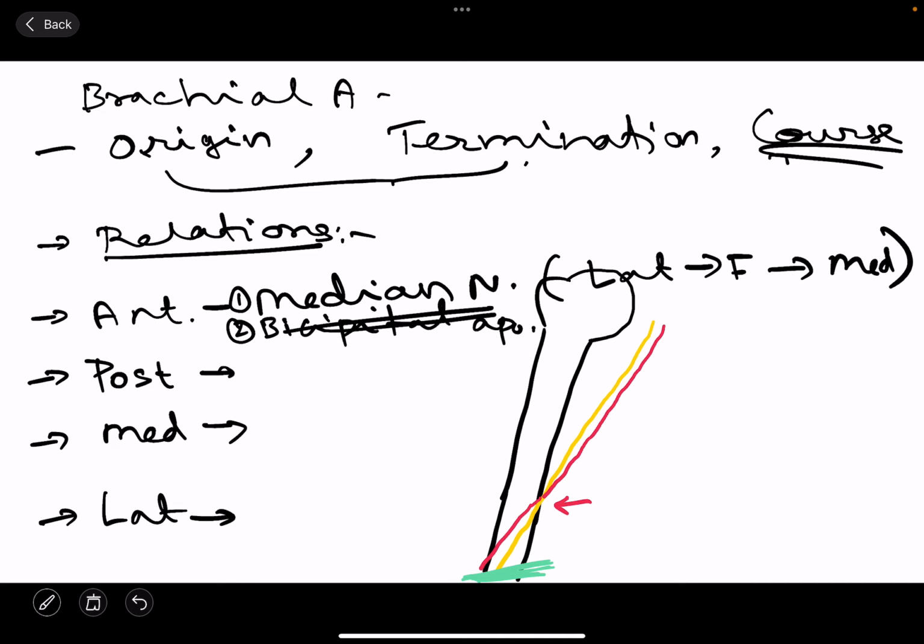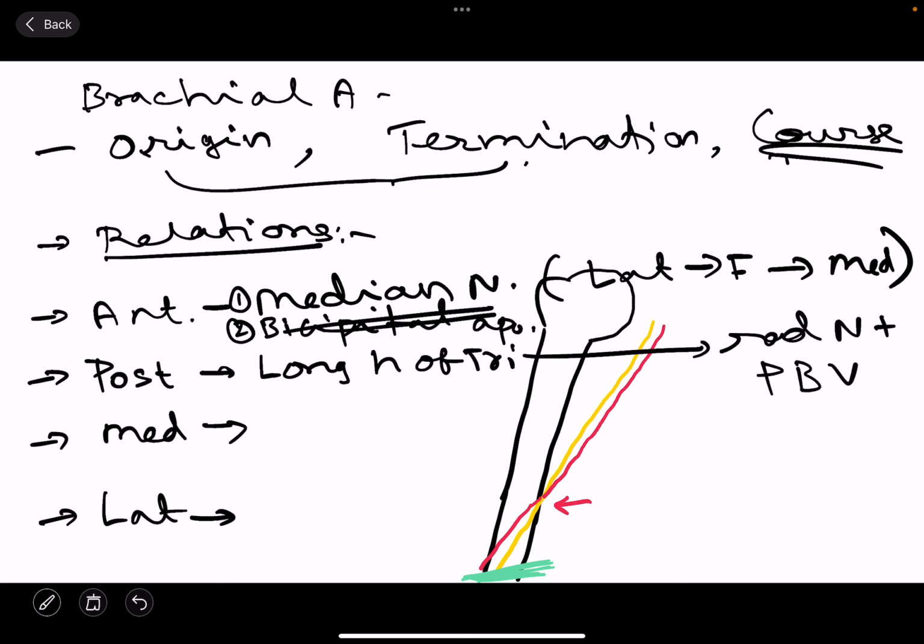Now what lies posterior to the artery? There lies the long head of triceps brachii muscle, but separated by the radial nerve. Okay, so there is the radial nerve and the profunda brachii vessels. So posterior relation: long head of triceps brachii, radial nerve and profunda brachii vessels. That's the posterior relations. Now what about the medial relation?